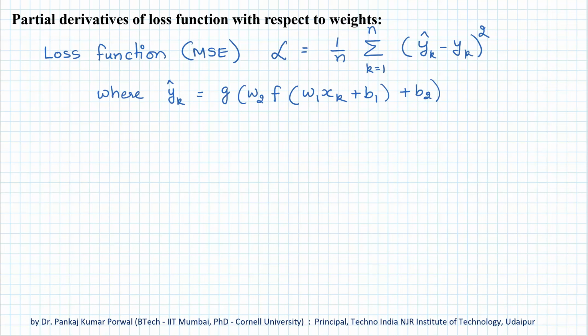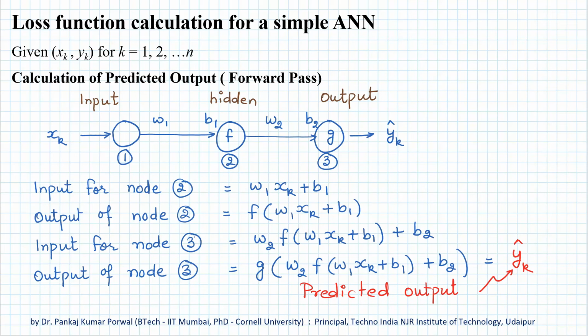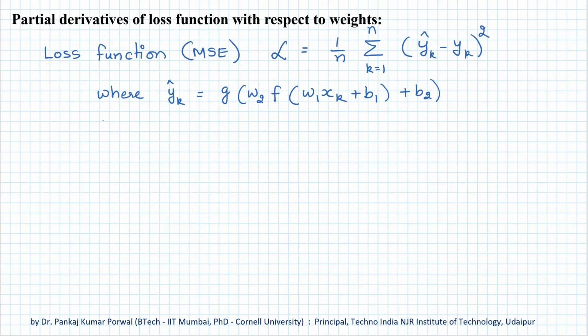Now let's calculate the partial derivative of the loss function with respect to weight W1, which is the weight of the link in the first layer. So the partial derivative of the loss function with respect to W1 will be del L by del W1 equals 1 upon n sigma k from 1 to n. Now the derivative of this whole thing with respect to W1 will be 2 times yk hat minus yk.